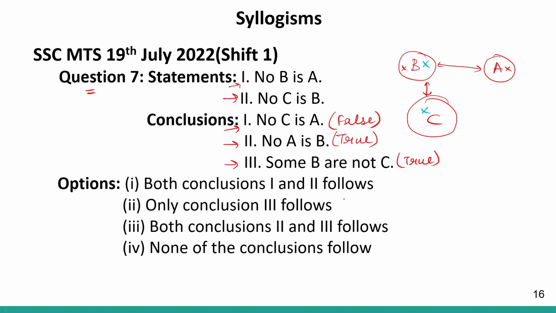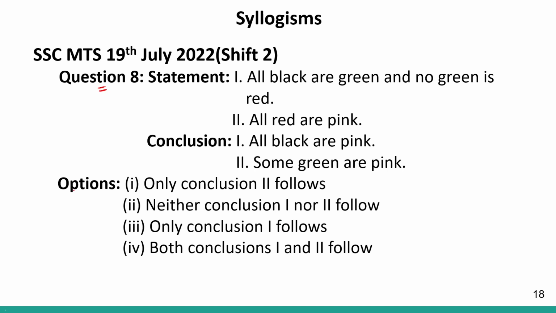So, I can say that both conclusion 2 and 3 will follow but 1 will not follow. If I look at the options, option number 3 says both conclusion 2 and 3 follow. This will be my answer. Clear? This will be my answer. Question number 8. 2 statements, 2 conclusions.